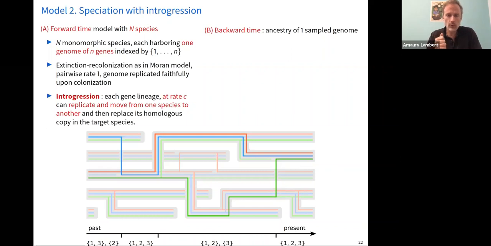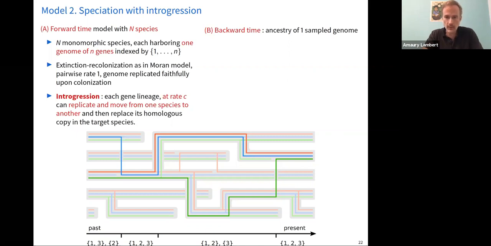And now we add introgression events. So introgression events mean that you will introduce some genetic material in some other species. And so how do we do that? Each gene lineage, one to n, at rate C, can replicate and move from one species to another, and then replace its homologous copy in the target species, as you can see for the blue lineage on the left and for the green lineage on the right. Okay, so you see this sole lineage that decides to replicate and move into another species. Okay, that's meant to model gene flow between species.